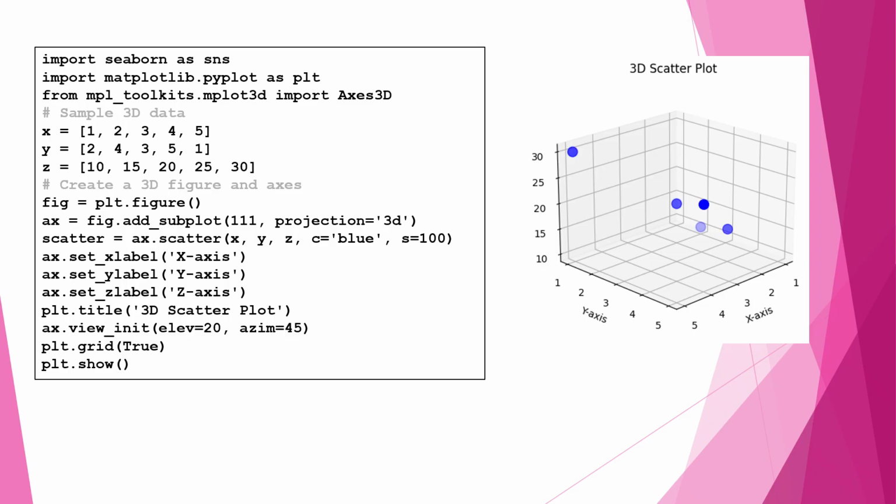Labels for all 3 axes are added using set_xlabel, set_ylabel, and set_zlabel to clearly identify each dimension. A title is also added to describe the plot. The view_init function is used to adjust the viewing angle of the 3D plot, making it easier to visualize the data. Finally, grid lines are enabled for better readability, and plt.show displays the plot.